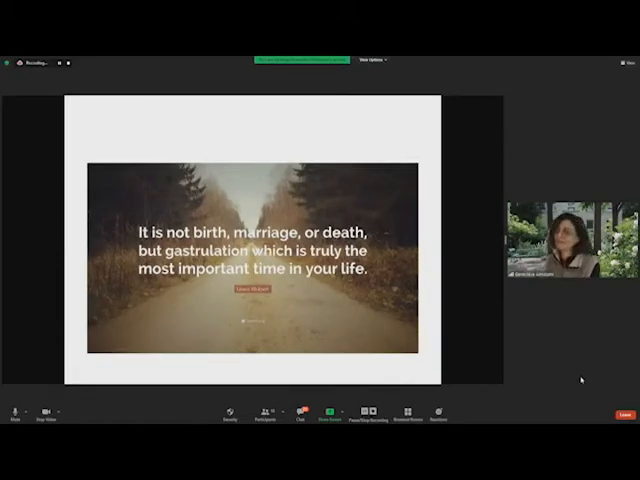So, well, I just want to say, and you heard about gastrulation earlier on today, the quote from Lewis Wolpert, it's not birth, marriage, or death, but gastrulation, which is truly the most important time in your life. And so think about it for yourself.